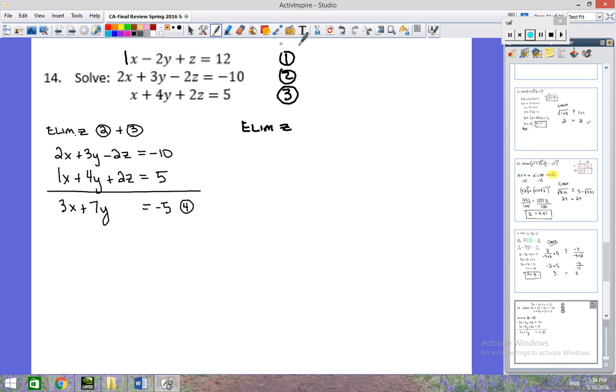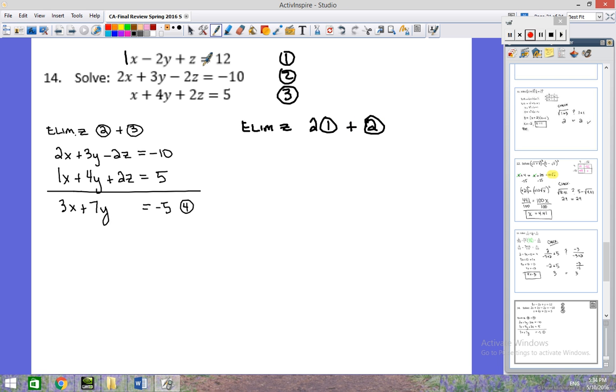And this time I have to use equation 1. Now I can do it in combination with equation 2 or equation 3. So I'm going to use equation 2. You see how this says negative 2? I need this to be a positive 2 for those z's to cancel. So I'm going to take 2 times equation 1, and then I'm going to add equation 2.